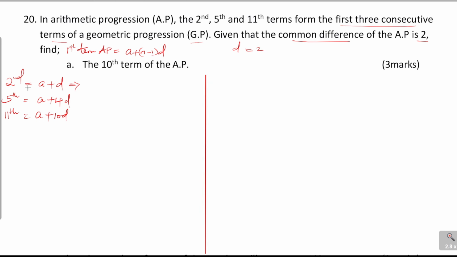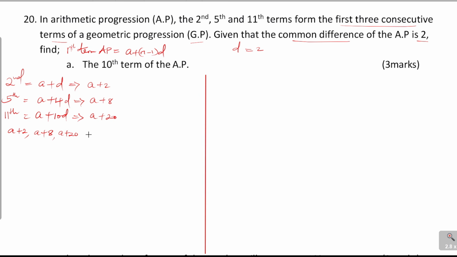Substitute d in each one of these. So a plus d, with d being 2, will be a plus 2. Then the other one is a plus 4d. When d is 2, 4 times 2 will be 8. And then we have a plus 10d. When d is 2, that will be 10 times 2, that is 20. So this will be a plus 20. So now let me write them in order. We have the second term, which is a plus 2, the fifth, which is a plus 8, and then the 11th, which is a plus 20.